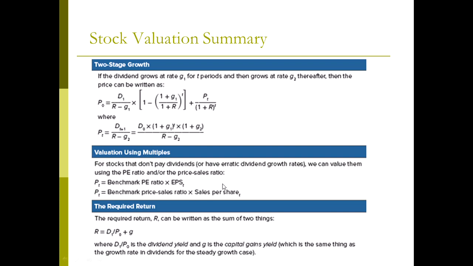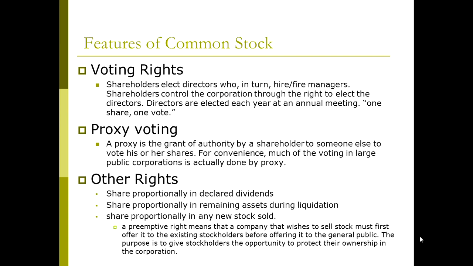The next way to value the stock is to use multiples. The P/E ratio is most often used, so the price will be the benchmark P/E ratio times earnings per share. Or sometimes you can use the sales number, the benchmark price sales ratio times the sales per share. To calculate the required rate of return, we still use the constant dividend growth model. We rearrange the model to calculate R, which is dividend yield plus the stock appreciation, or the constant growth rate. Here are some features of the common stocks.